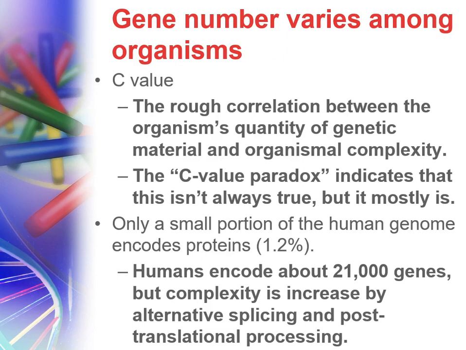The other thing that's interesting is that only a small portion, and I mean a really small portion, of the human genome encodes proteins, 1.2%. So humans encode about 21,000 genes, which doesn't seem like a lot, but we can increase the complexity by alternative splicing and post-translational processing, which will increase the repertoire of the proteins that we have.